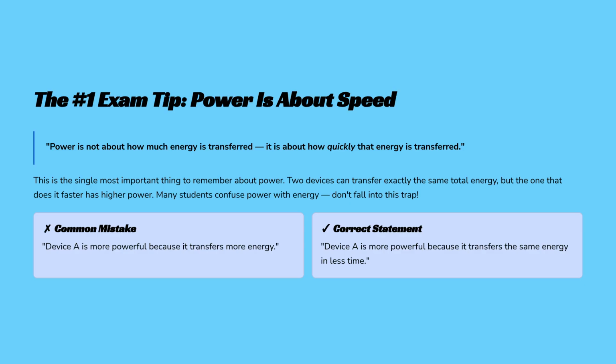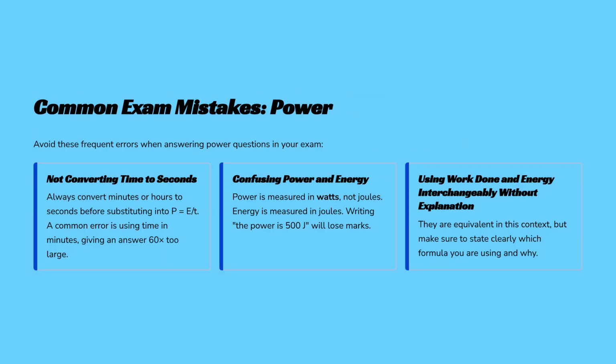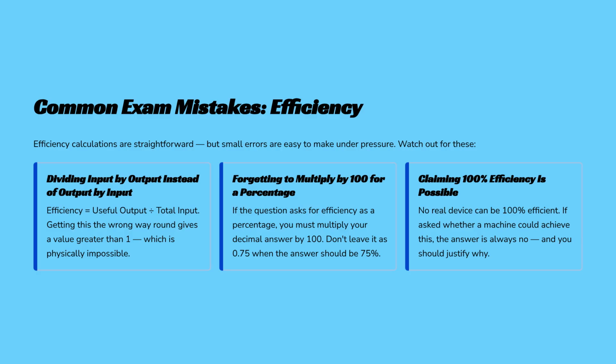Remember, power is about speed. If you are asked to compare devices, focus on how quickly they transfer energy, not just the total amount transferred. Watch out for common pitfalls. Always convert your time units into seconds, and ensure you use the correct units like watts for power and joules for energy. Finally, in efficiency problems, always divide the output by the input, and remember to multiply by 100 if a percentage is required. Never claim 100% efficiency as possible.